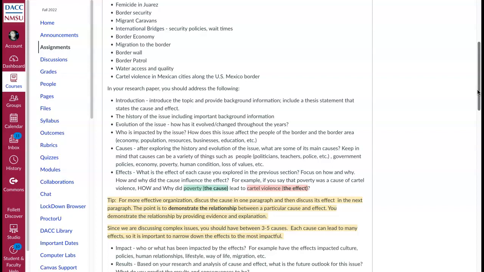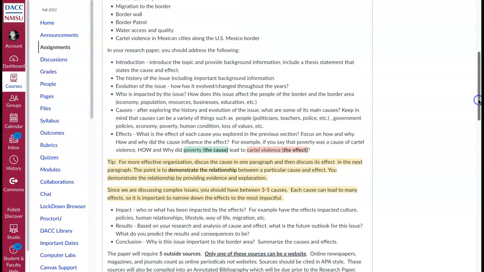So this way you keep it organized, because you don't want to discuss all of the causes and then go ahead and discuss all of the different effects. I think for an essay of this length and for a complex issue like the border, you want to maybe have about 3 to 5 causes, no more, because if you have more than 5 causes, it's going to be too long and it might get a little bit overwhelming and difficult to follow. So just keep in mind that if you have 3 causes, you should have 3 effects as well.